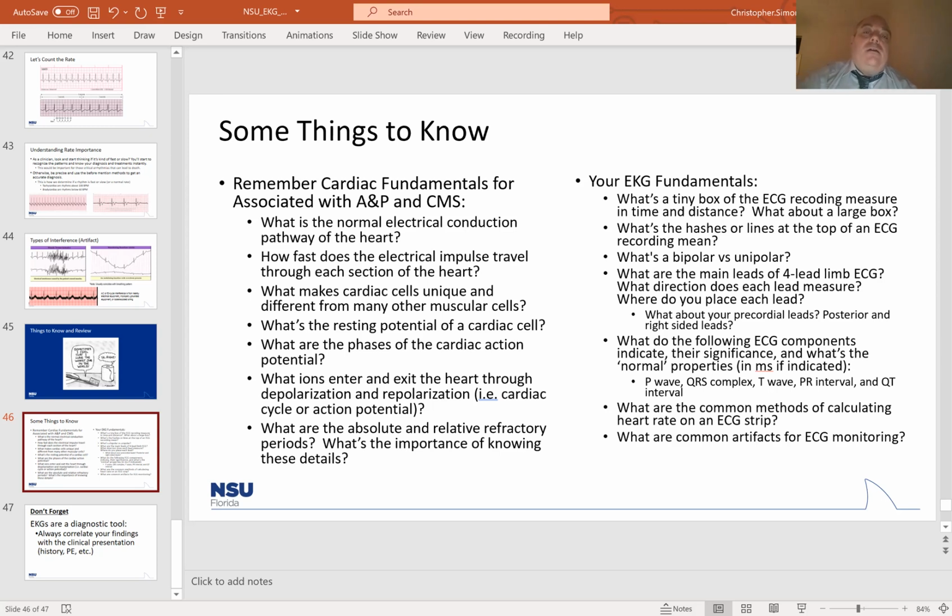Okay, and every single thing in EKG builds on the next thing. So that's why you don't want to leave things unanswered, because you're going to have a hard time understanding the next class's concepts if you don't have this class's concepts.